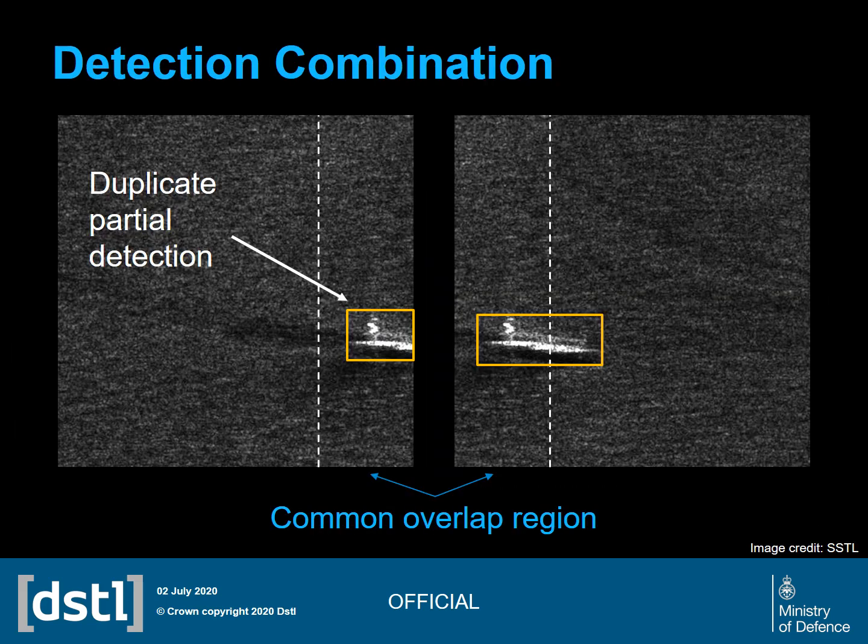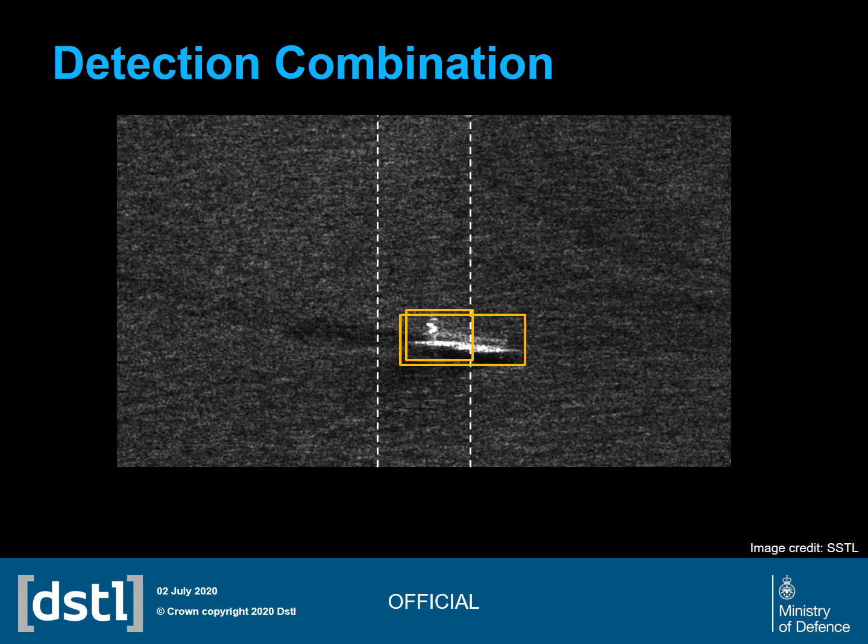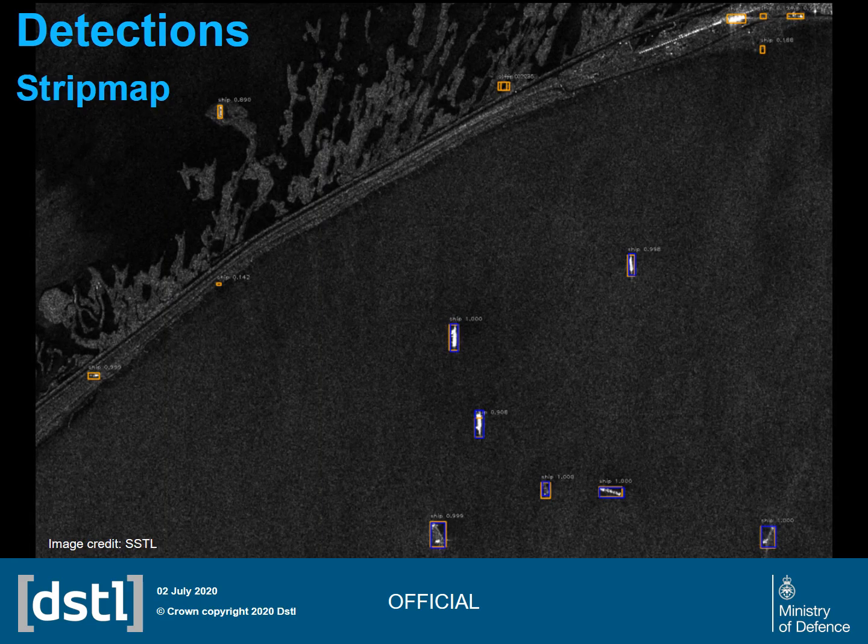In order to produce a set of detections for the entire image to compare directly with the CFAR method, it was first necessary to remove any duplicate predictions from the common overlapping regions between adjacent tiles. So to do this, the tiles are overlaid in their original coordinate space, and duplicates with the smallest area are removed. Here we can see a set of detections in the Stripmap image.